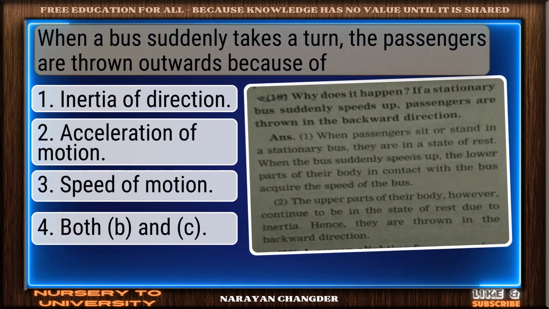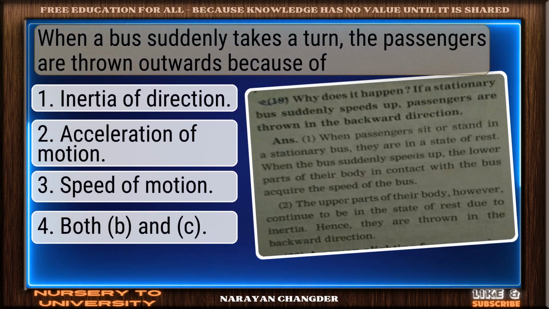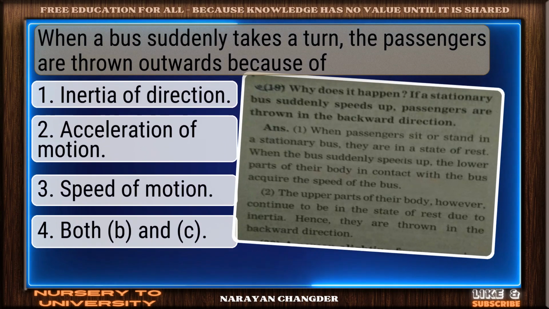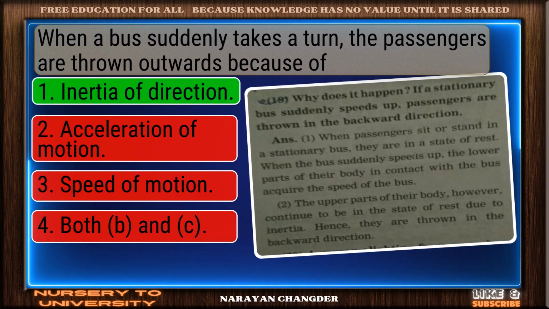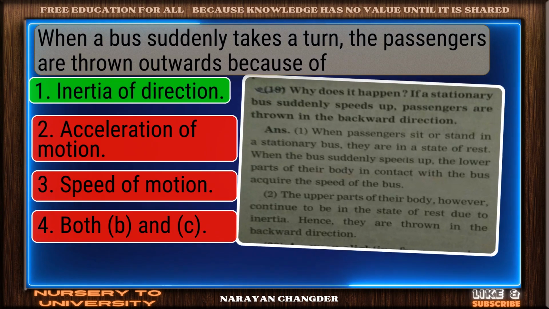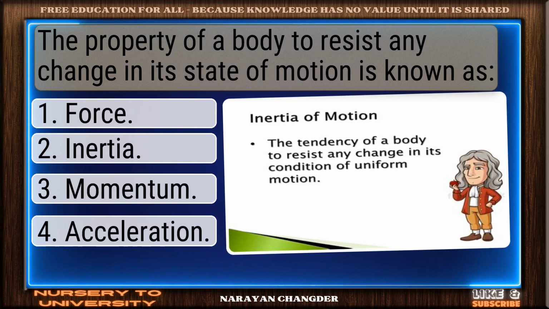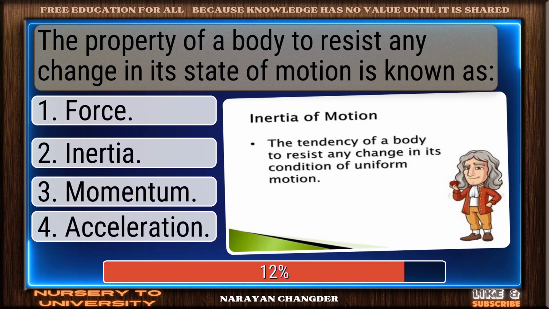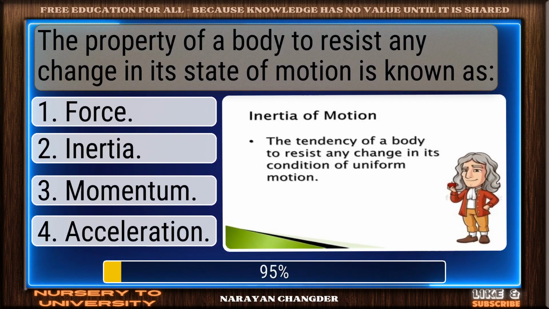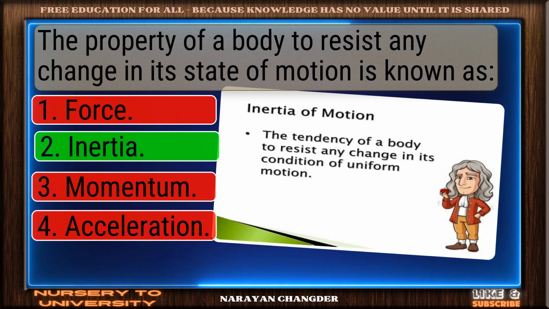Question number 124. When a bus suddenly takes a turn, the passengers are thrown outwards because of. You chose inertia of direction, and it is correct. Question number 125. The property of a body to resist any change in its state of motion is known as? Sharp thinking. Inertia is the right choice.